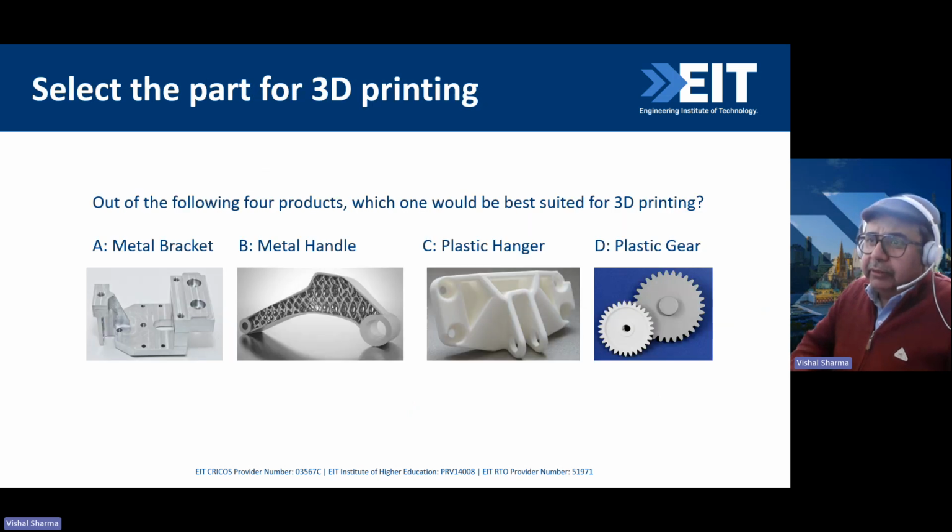Okay, so another question. This one is quite interesting. Okay, thank you for your reply. Now here, I have listed four parts. So four different designs. The first one is a metal bracket. The second one is again a metal bracket. Another one is also a metal bracket with a different design. The third one is a plastic hanger and a plastic gear.